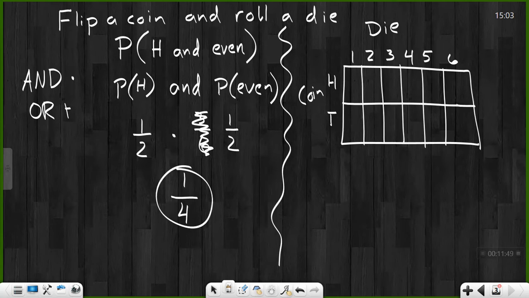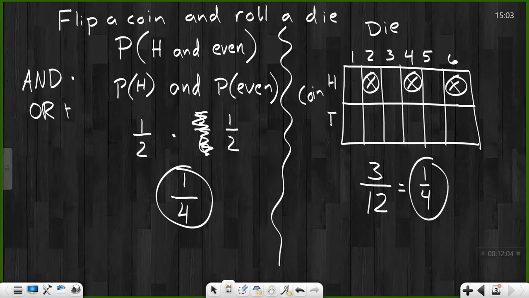And I want to look at all the ones that are heads and even. Well, heads and even is right here, and right here. That is 3 spots out of our total of 6 by 2, 12. And 3 12ths reduces down to 1/4. We get the same result either way. So in this case, I think going fractions is easier because they're not asking me to do anything with the results. They're just asking the probability of one event and the probability of another event.